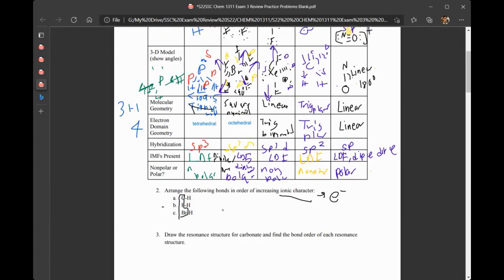So we know that fluorine is the most electronegative, right? And then this one's the second, and then this is the third. So for increasing ionic character, since F has the most electronegativity, it's gonna produce a greater difference. So we can say that that's the most. And then we have the Br-H bond, and then we have the C-H bond.